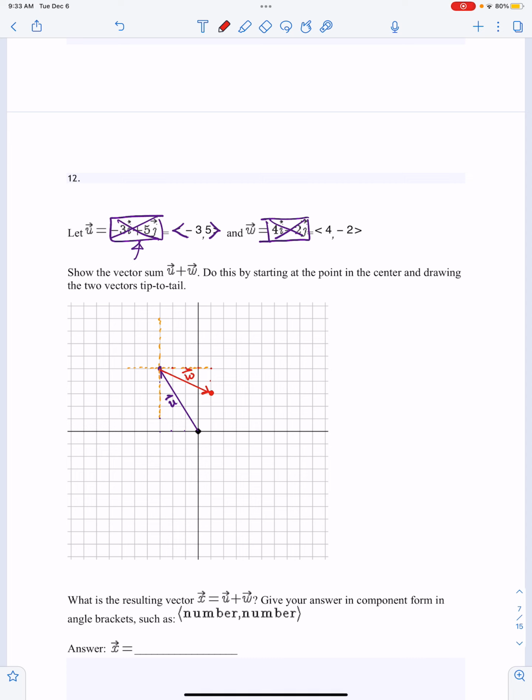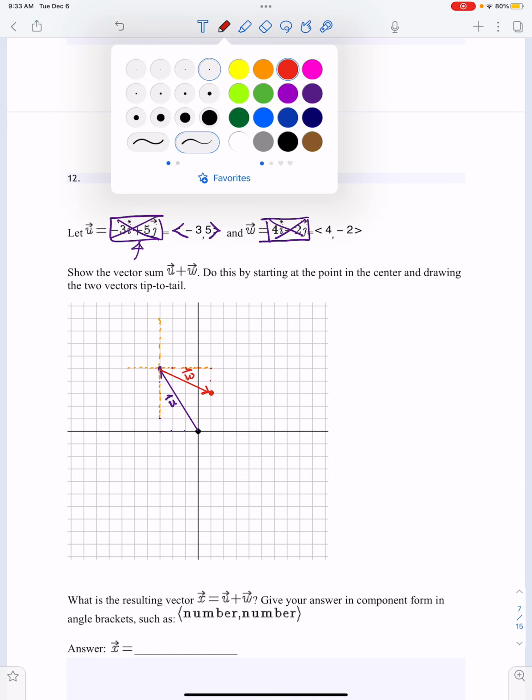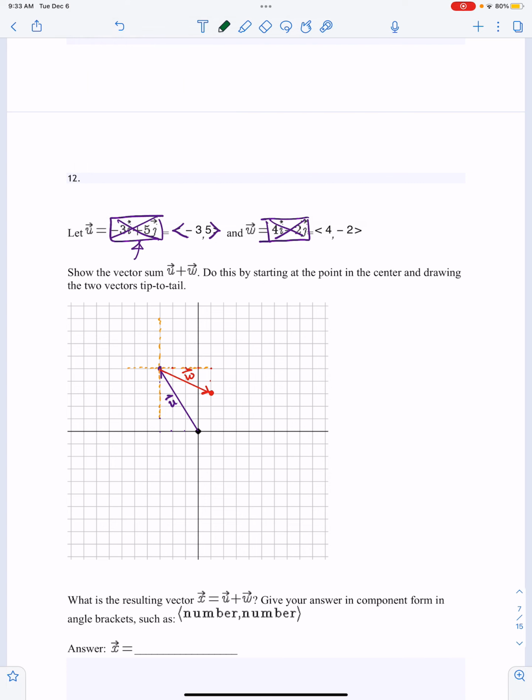Now the resultant vector is going to start from the origin, or the initial point of the first vector, and it's going to end at the terminal point of the second vector. So I'm going to start here and end at the terminal point of the second vector, and that is the resultant vector, which is u plus w, or x as they name it here.